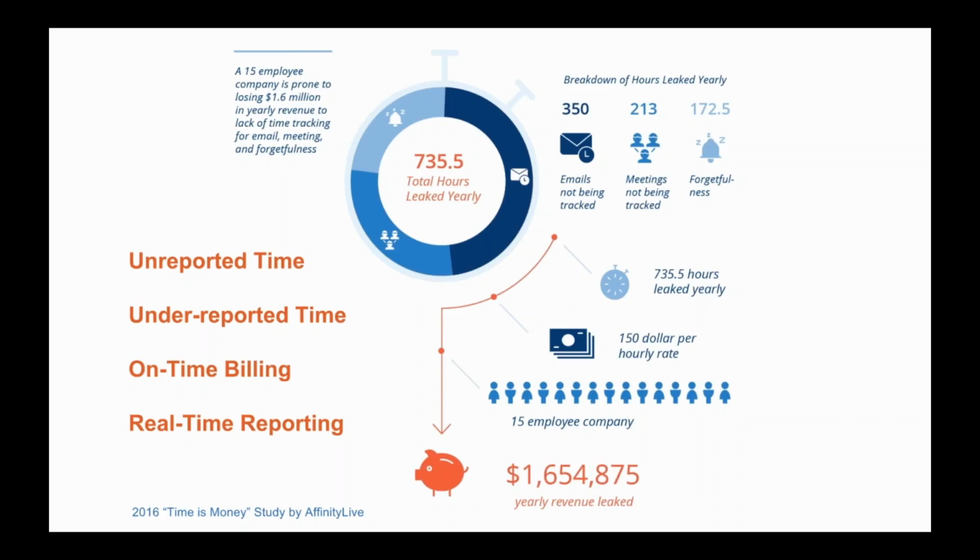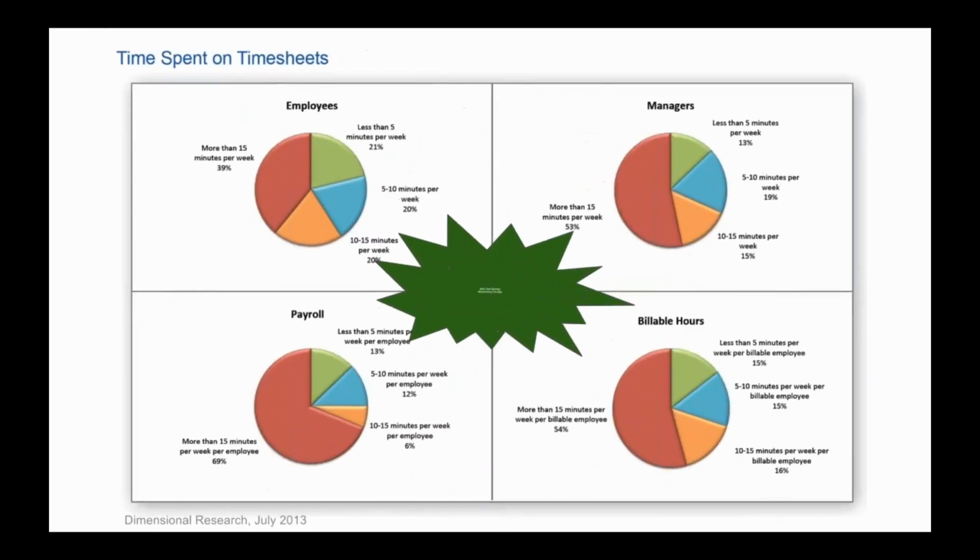And this is time that's been worked. It's already there. It's already in the bank, but we're just not cashing it out. We're not billing the clients for it. It's a lot of time. As you can see here, a 15-employee company is prone to losing $1.6 million in yearly revenue because of lack of capturing that time. So, relative to ROI, we need to be thinking about what we're losing by not doing anything.